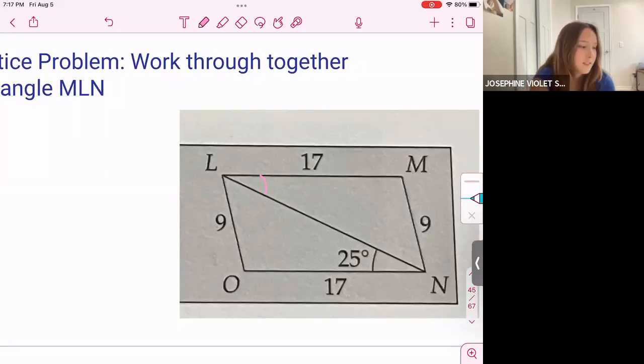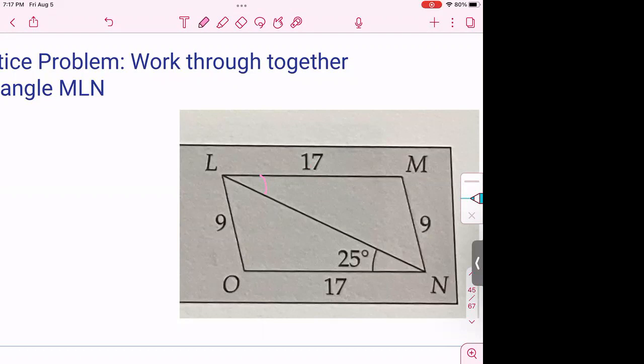Yeah, if these are congruent triangles, you could know that angle L is 25 degrees because they're congruent, and if you put them together, the 25 degrees is going to be right there where the mark is, so you know that's 25 degrees.